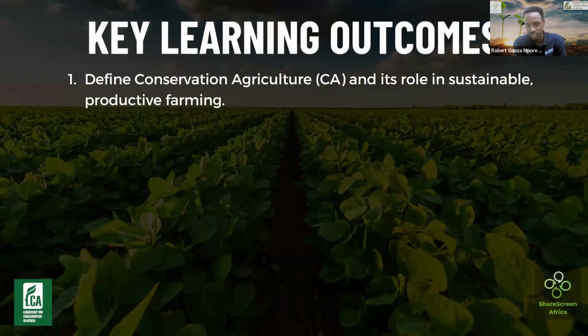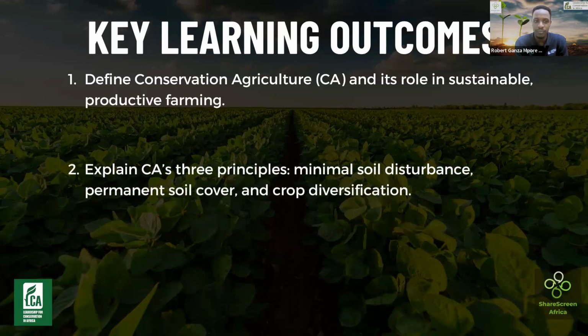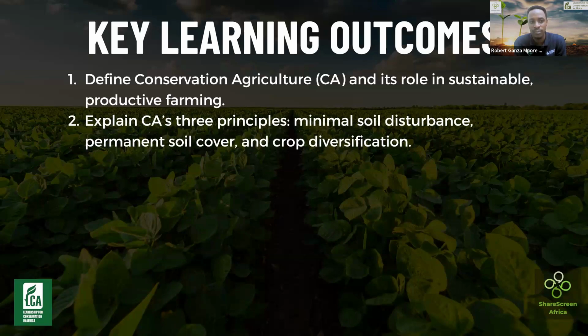The first one is that at the end of this talk, you're going to be able to define conservation agriculture and its role in sustainable productive farming. The second learning outcome is that you will also be able to explain conservation agriculture's 3 main principles, which are minimum disturbance or minimal tillage, permanent soil cover, and then the last one is crop diversification or crop rotation.